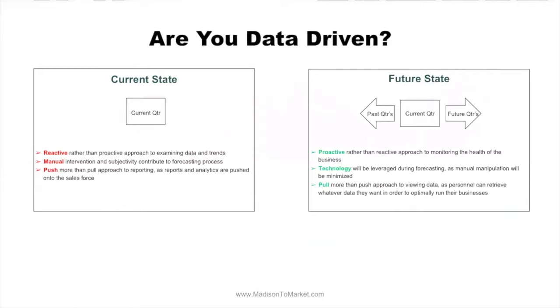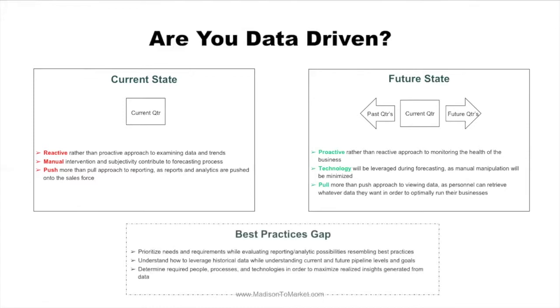The ideal future state, which we see to the right, largely resembles best practices. So not only do companies focus on hitting their budgets for the current quarter, for the current year, but they also leverage historical data while they look ahead to data in the future quarters. And this behavior leads to a business that is proactive rather than reactive, that leverages technology, and has this pull mentality more than the push mentality, where leaders are pulling the data that they need in order to run their business effectively.